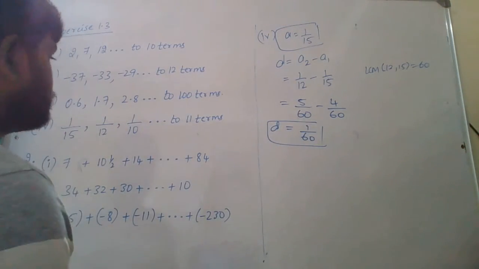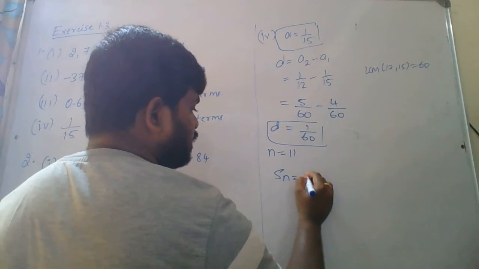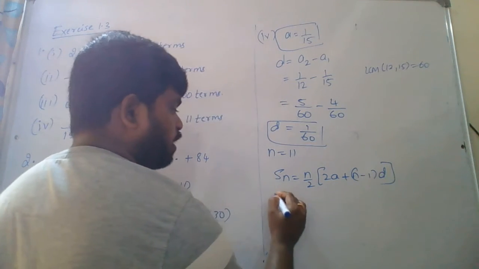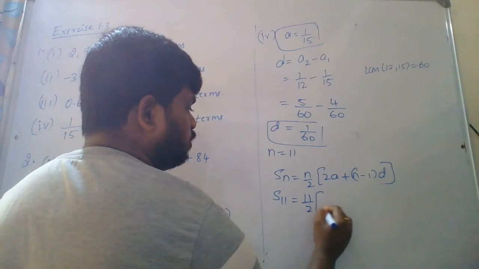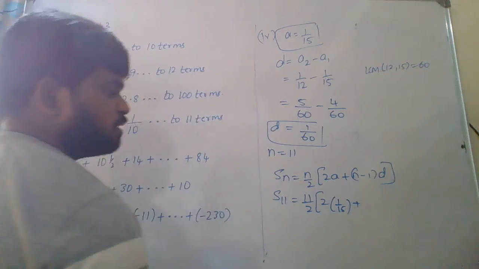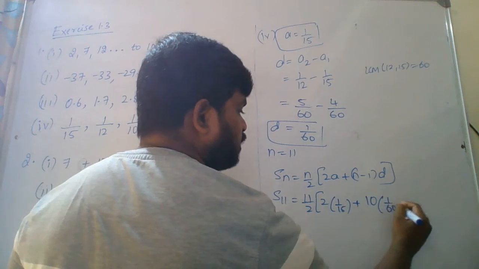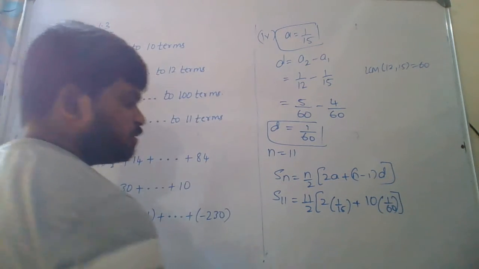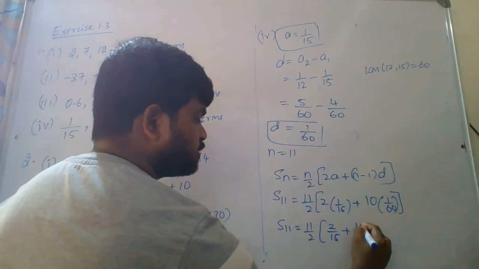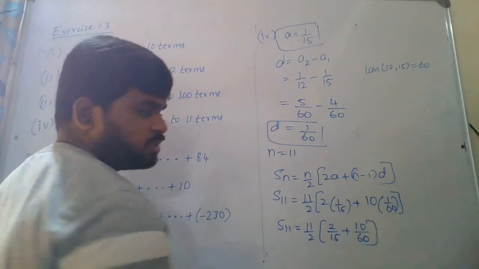So here N value is how many terms? 11 terms. So N value is 11. So let's use the formula. Sn is N by 2 into 2A plus N minus 1 into D. Okay. N is 11. So 11 by 2. 2 into A is 1 by 15 plus N is 11, so 11 minus 1 gives you 10, 10 into 1 by 60. So S11 is equal to 11 by 2 into 2 by 15 plus 10 by 60.